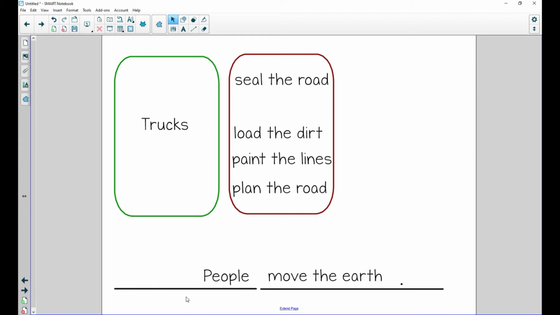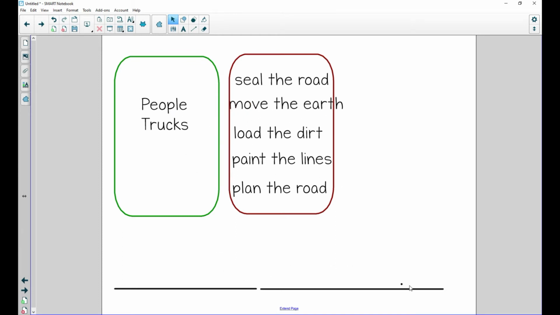Okay, now let's think about all the steps we need to build a road. What's the first step that we would need to do if we wanted to build a road? Think about that book, Road Work. What's the first thing they did? The people planned the road, right? So we can use one of our subjects and one of our predicates to make that sentence. We can drag down people and then plan the road. Then I added the period and now we have the sentence, people plan the road, okay?